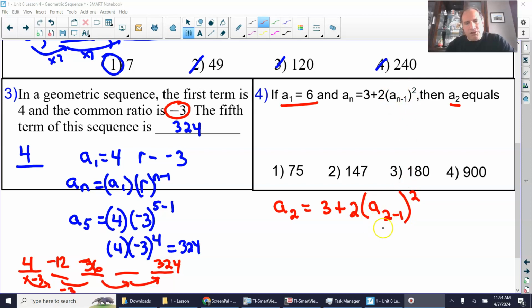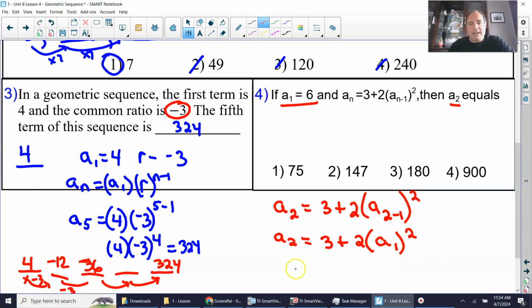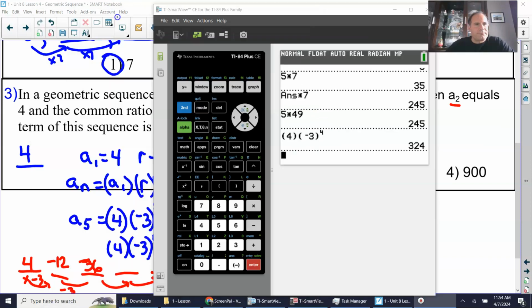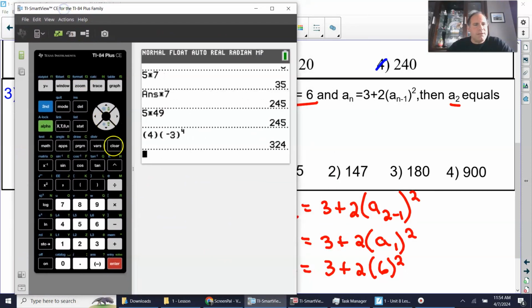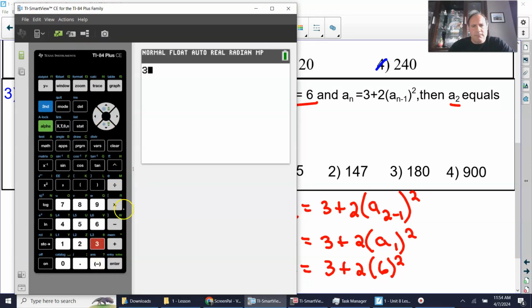The previous term. So I'm just going to rewrite it again. A sub 2 equals 3 plus 2 times a sub 1 squared. This is the reason why they give you a sub 1. So a sub 1 is, and they gave it to you, 6. 3 plus 2 times 6 squared. Now you grab your calculator and put that directly in: 3 plus 2, 6 in parentheses squared, and you will get 75.